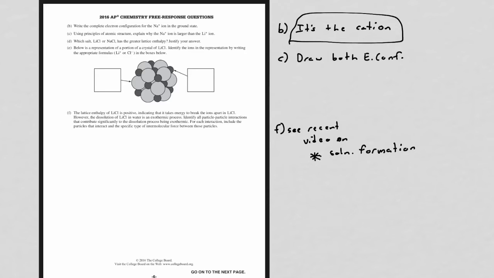I get this every single year. Yes, sodium is below lithium in the periodic table. And the reason it's there has to do with its electron configuration. So if they say atomic structure and they're talking about radius, if they're in the same family, right? Draw out the electron configurations, compare them, talk about the number of shells or energy levels or something like that.